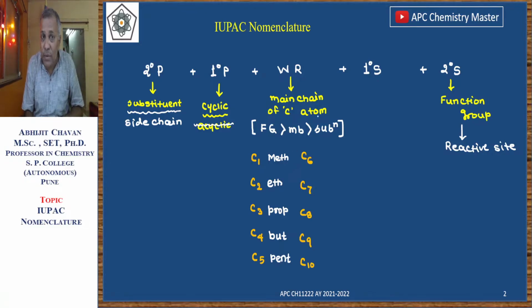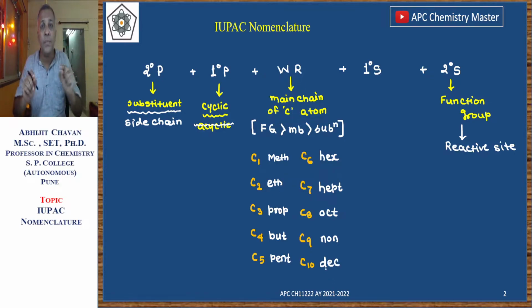If there are 6 carbon atoms in the main chain, then we call it hex. If there are 7, we use hept. If there are 8, we use oct. If there are 9, we use non. And if there are 10 carbon atoms in the main chain, we use dec. So what are these, hept to dec? They are the number of carbon atoms in the main chain.